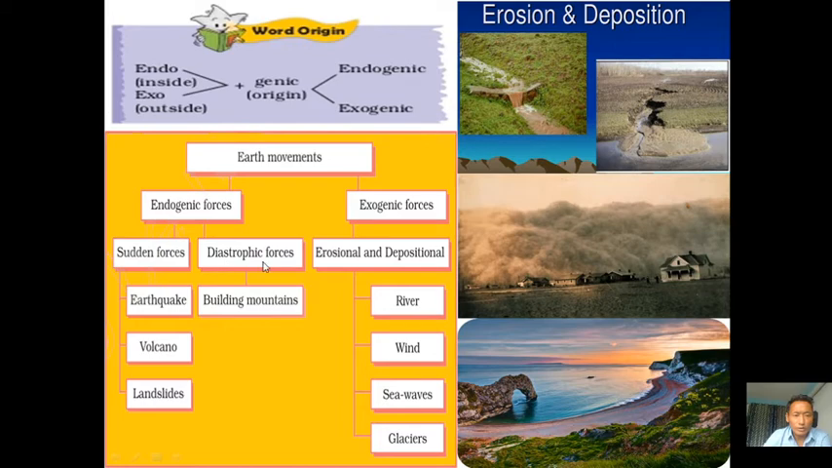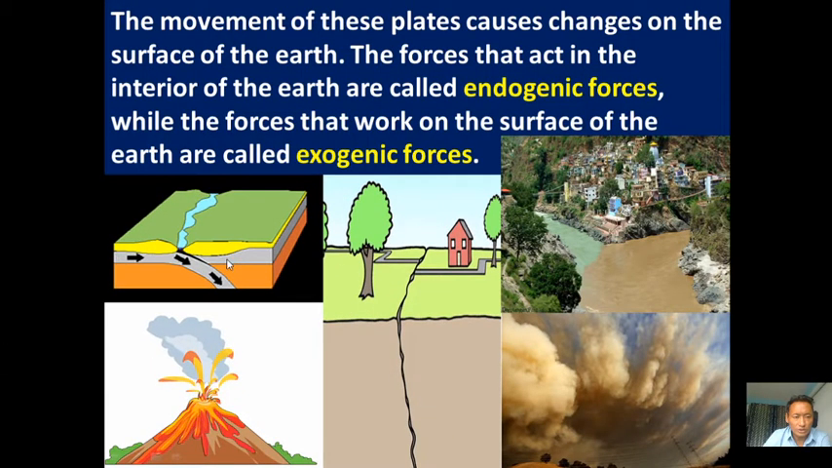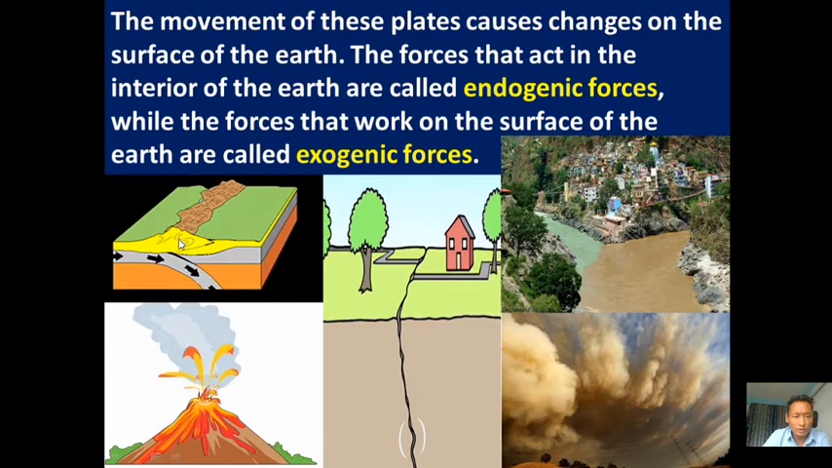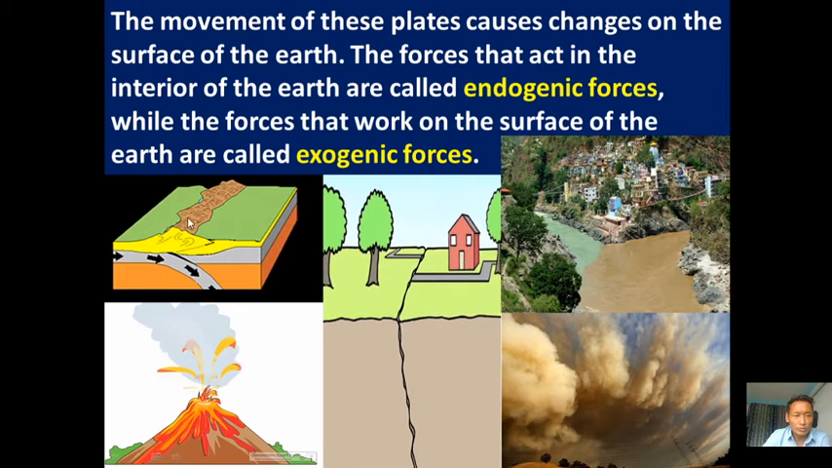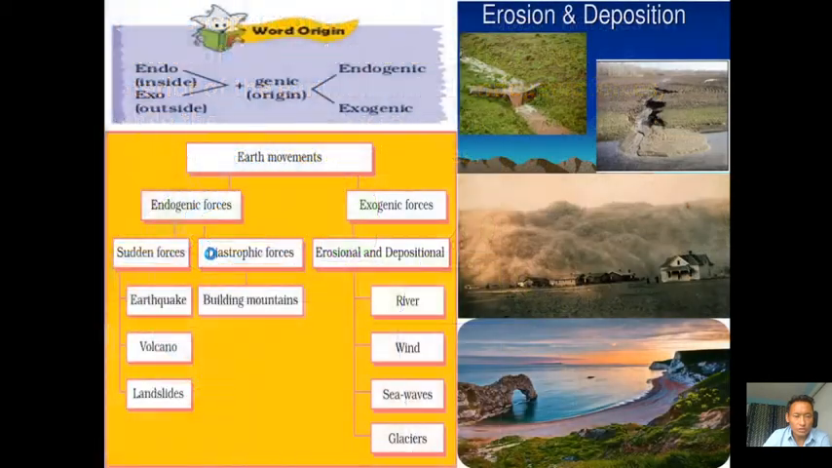diastrophic forces. Diastrophic forces are also called tectonic plate movements. This is called mountain building forces that we already studied here. So when these two plates converge together or collide with one another, it will lead to the formation of mountains on the Earth. So this is called diastrophic forces, that is, mountain building or tectonic plate movements.